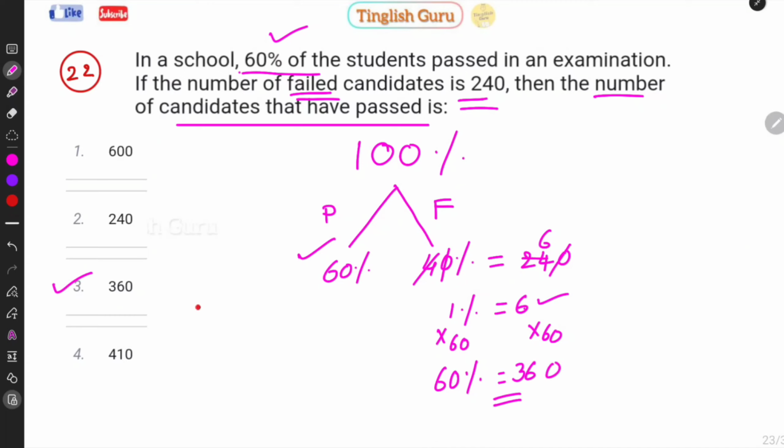If they ask for total students, add both passed and failed students. So passed students is 360 and failed students is 240. So total strength of class is 600. Like this we have to do.